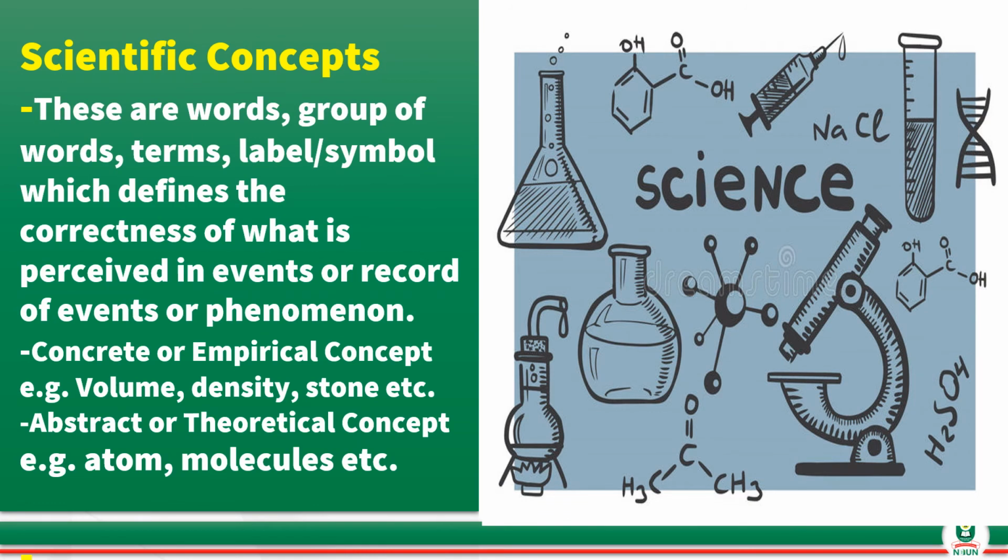Now let's look at the meaning of some of those constructs in the product of science. One of which is the scientific concept. These are words, or you say a group of words, terms, labels, symbols, which define the correctness of what is perceived in events or records of events or phenomena. Concrete or empirical concept is a type of concept. We have volume, density, and so on and so forth. We also have theoretical concepts, like atom, molecule. So this is what scientific concepts are.